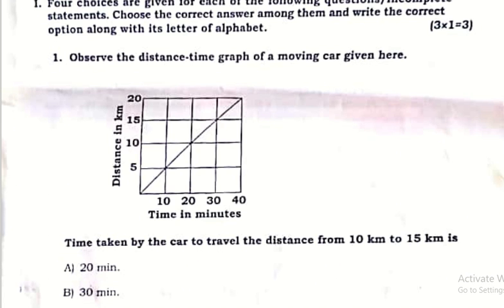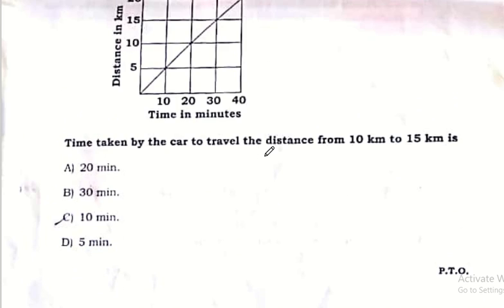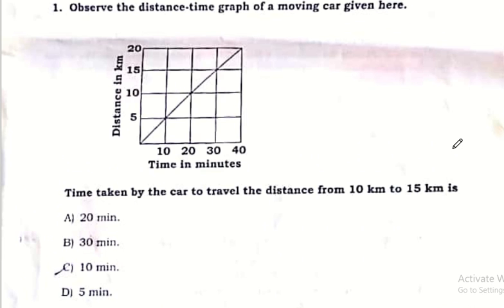The time taken by the car to travel a distance from 10 kilometer to 15 kilometer. You observe here it is 10 kilometer and here it is 15 kilometer. The time taken from here to here is 20 to 30. That means 30 minus 20, that is equal to 10 minutes. It takes 10 minutes. Therefore option C is the correct answer. Then we are moving to the next one.